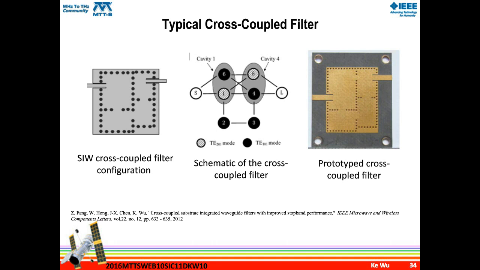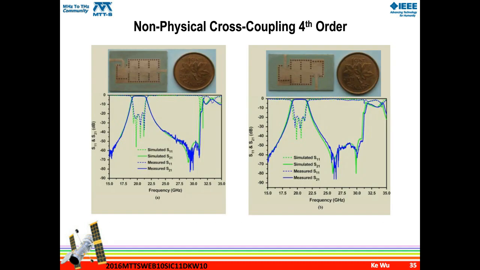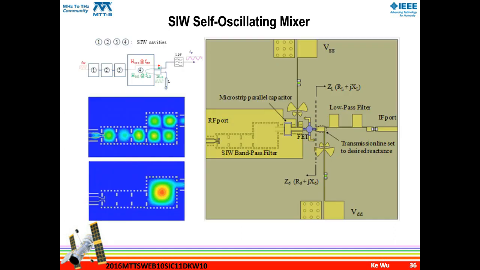Okay, I'm not talking about all the detail here. Just for example, this is a typical cross-coupled filter. This is an interesting structure which allows you to create, for example, an elliptic filter. So you can see that the filter performance can be seen here through the SIW filter. So basically, a filter at this frequency range, Ku band or K band, is roughly the same as a conventional waveguide performance, not too bad actually. And particularly, you can create a very compact geometry at a very low cost.